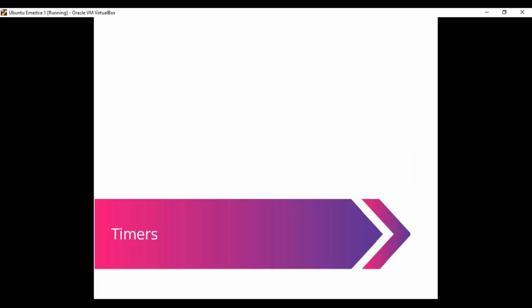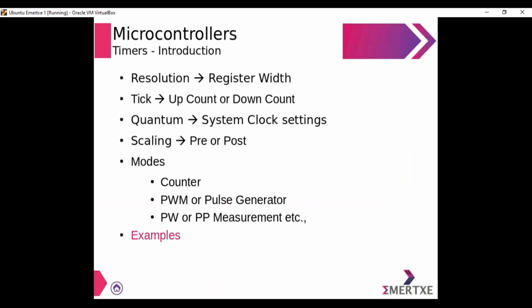Quantum is nothing but system clock setting. And in scaling, you have pre-scaling and post-scaling. In post-scaling, the tick is happening after one instruction cycle only. So if you choose post-scaling, the ticking is always going to happen after one instruction cycle only. So that is nothing but the important terminologies.